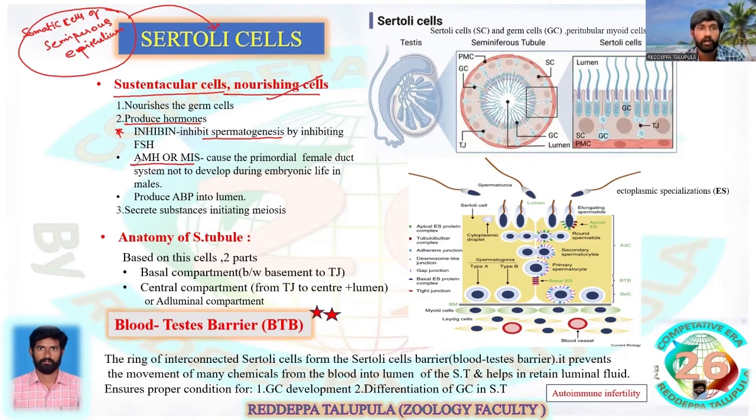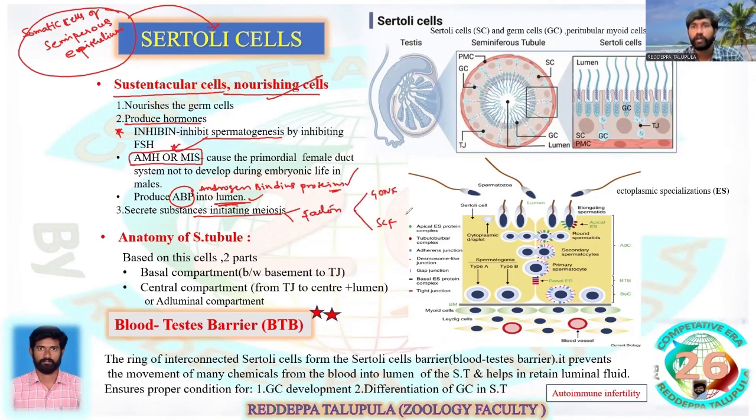Next, anti-Mullerian hormone or Mullerian inhibiting substance. This is the hormone that plays a major role in the determination of sex, not differentiation of sex, during the 7th week of gestation, and it produces the androgen binding protein into the lumen. Okay. Next, it secretes substances initiating the meiosis, nothing but factors. Those factors are GDNF and SCF.